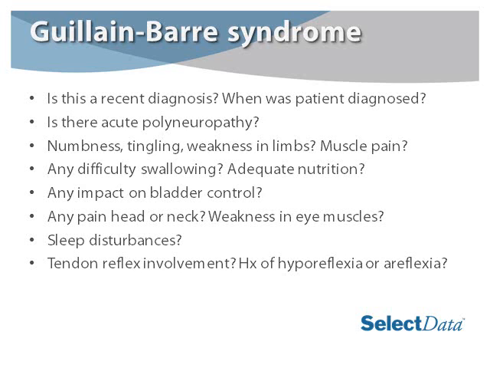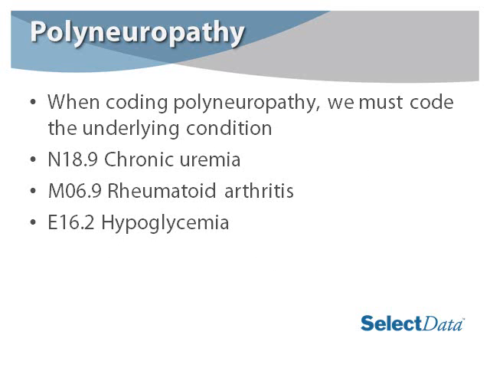Is there tendon reflex involvement? Is there a history of hyporeflexia or areflexia? And for the polyneuropathies, we have to know the underlying condition. So is it N18.9 chronic uremia? Is it M06.9 rheumatoid arthritis? Is it E16.2 hypoglycemia? And again, we cannot draw the conclusion that the rheumatoid arthritis caused the polyneuropathy. The physician has to draw that causal relationship.